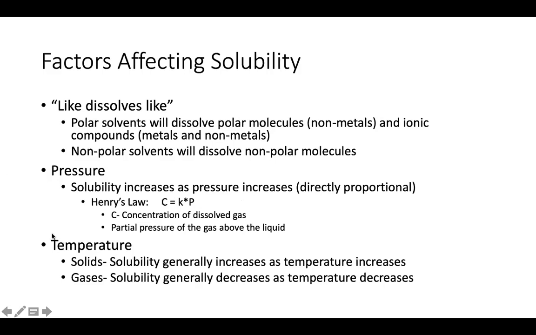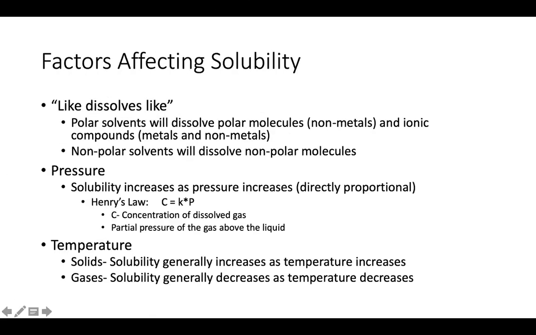And then lastly, temperature does play a role in solubility. Solids typically increase in solubility as temperature increases. I'm sorry, this last bullet point is wrong. This is supposed to say solubility of gases generally decreases as temperature increases. These are both supposed to say as the temperature increases. So I do apologize for that. So solids will increase with temperature while gases decrease as temperature increases.